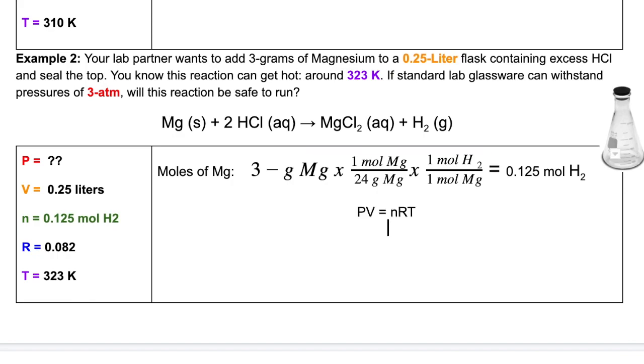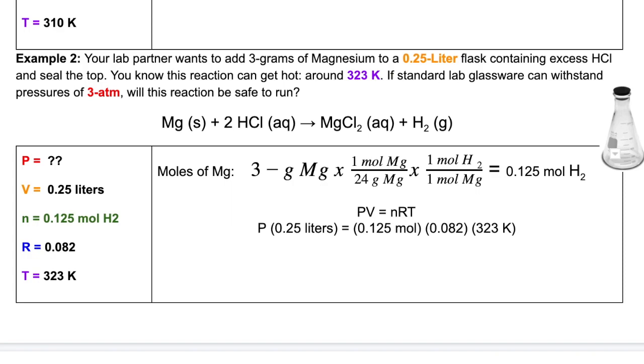So let's insert our variables like we did in number 1. Pressure is what we are looking for, times our volume, 0.25 liters, is equal to 0.125 moles times 0.082 and times our temperature, 323 Kelvin.